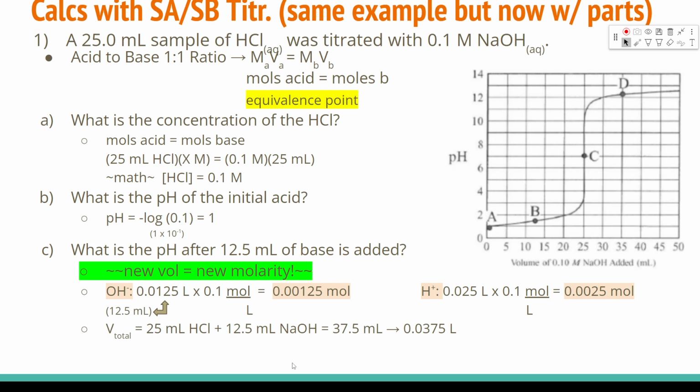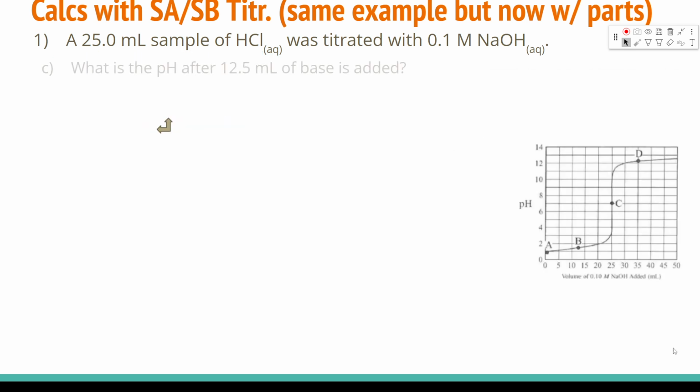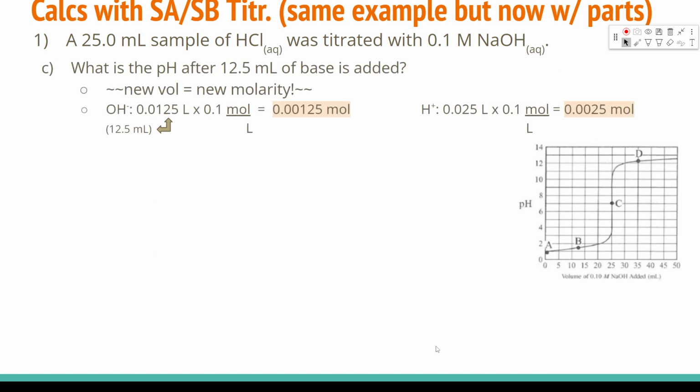And so my new volume is based off who's being added to what. So again, we started here and we're at this point. So I have the 25 mils from the HCl. Remember, that's aqueous. And then I have the NaOH, which is also aqueous. Add those together. I get those mils. And then I convert it to liters because it's handy for calculation purposes. Cool. All right. So again, a very common mistake is that the new volume total is not calculated. So be very careful, okay?